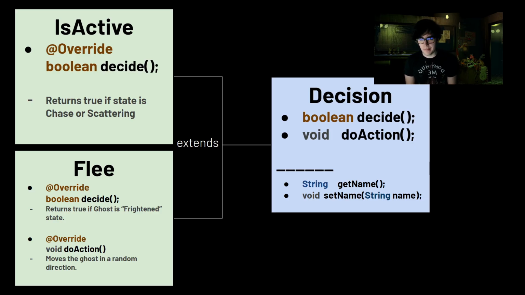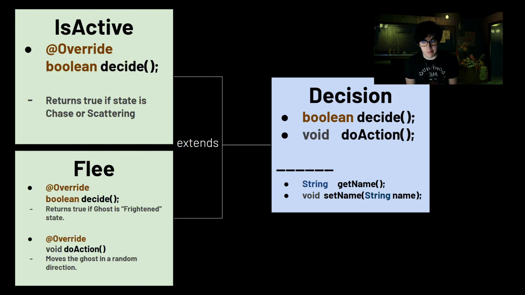Don't worry too much about choosing the ghost state and all that. That's just basically a value that you get to read from the ghost class. But depending on the ghost state is what this method's going to return. And then another example here is flee. Now flee is an interesting one because you might notice that it both overrides decide and do action.